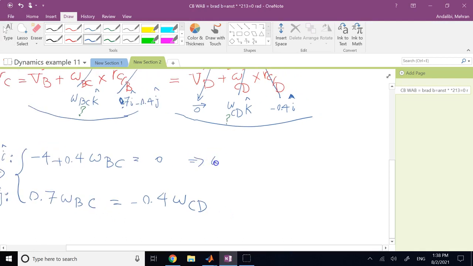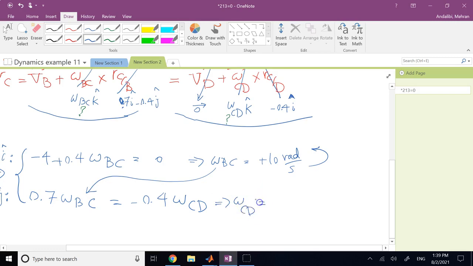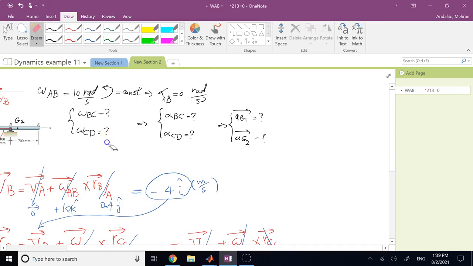And clearly from the top one, I can find omega BC, it is going to be positive 10 radians per second, which means it is counterclockwise. Plug it back into this bottom one. Your omega CD is going to be 7 divided by 0.4 or 70 divided by 4, which is 17.5, but negative, which means it is clockwise. Okay, so now I got both of my omegas, 10 and negative 17.5. So let's go ahead and replace them. This is positive 10, this is negative 17.5. Of course, radians per second, both of them.